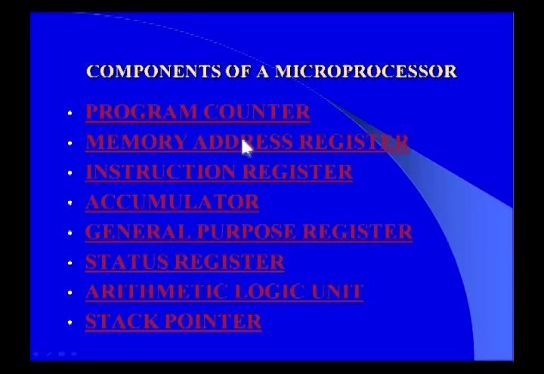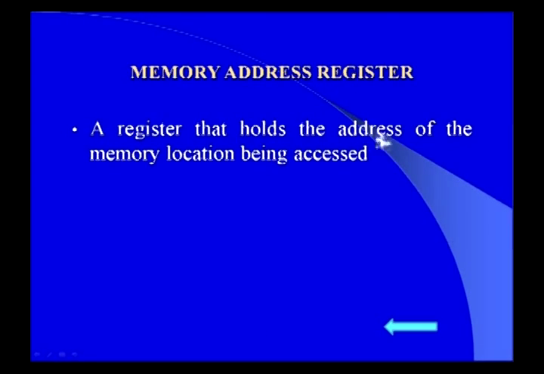Memory address register. It is a register that holds the address of the memory location being accessed. So it will act as a buffer in between CPU and memory as well as peripherals.